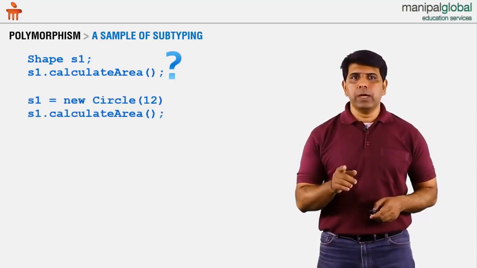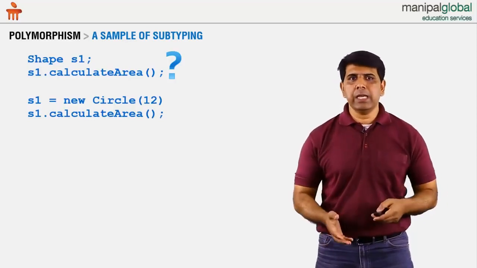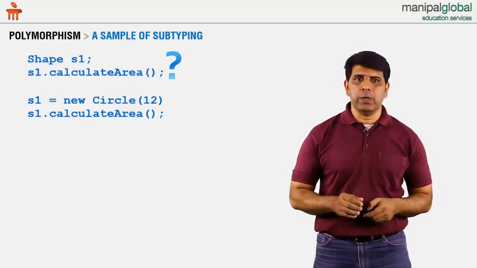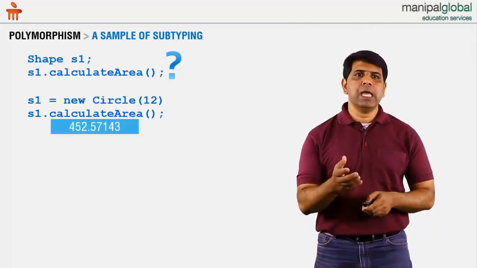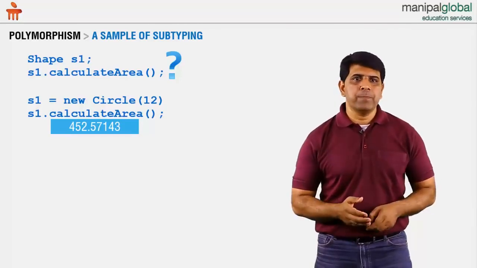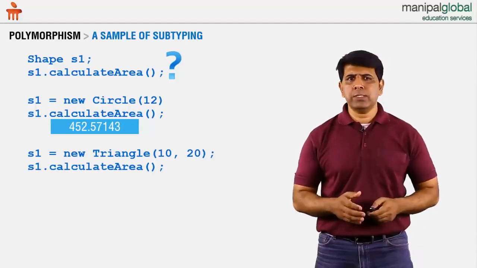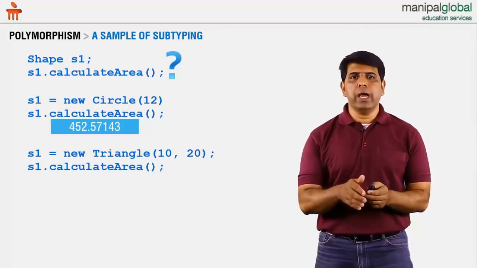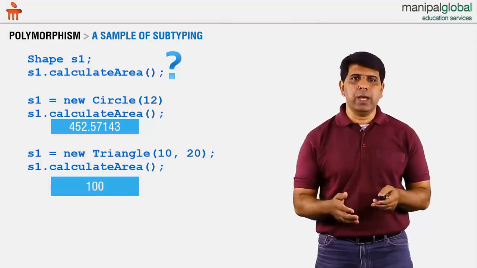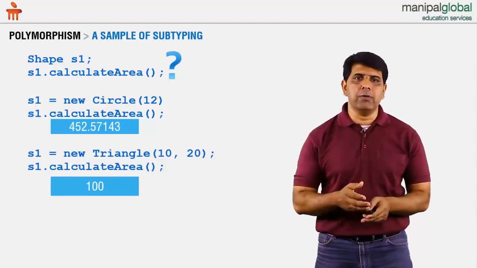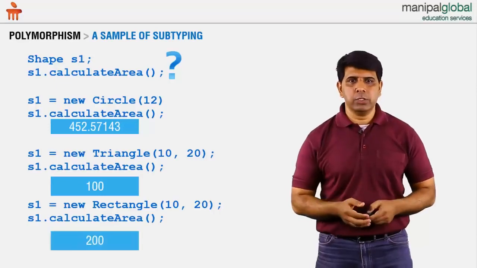So if you say, what is it? We don't know. But on the other hand, if I say S1 is a circle now, and I ask what's the area of the circle, and I say that the radius probably is 12 units, then applying the formula, the calculated area would be something like this. Now, on the other hand, S1 is now referencing a triangle, and I ask what's the area? Obviously, this time it's supposed to use a different formula. The formula would multiply the two numbers and take half of it. We get something like 100. What about a rectangle? It's a different result too.